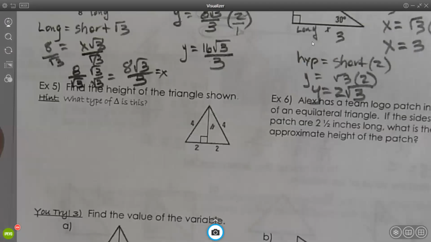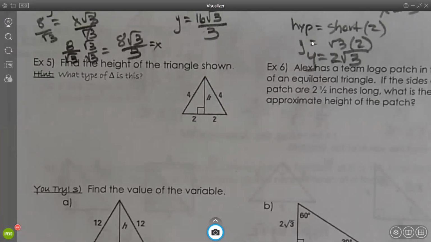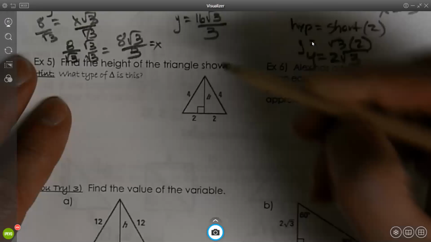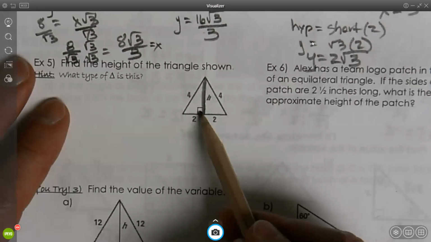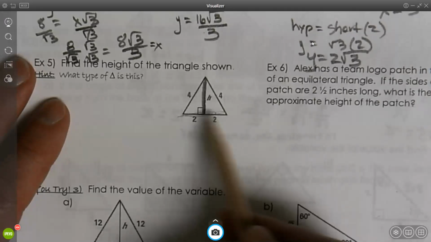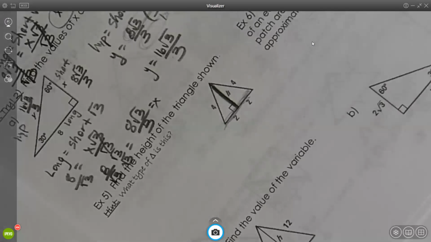So when we look here at example number 5, seems kind of tough. They want to know the height. You know that height has to be perpendicular to something. That's what makes it a height. So when we look here, the height is the value going up and down. It is perpendicular. It's 90 degrees to another side that we often call the base. So it wouldn't matter if it was turned sideways. That would still be considered the height. It's perpendicular to one of the sides.